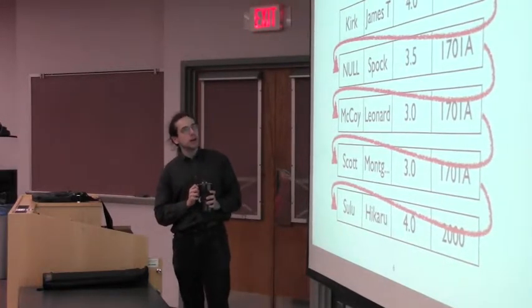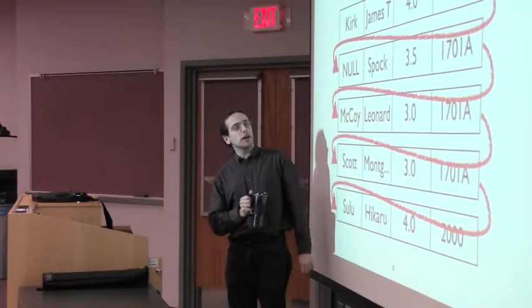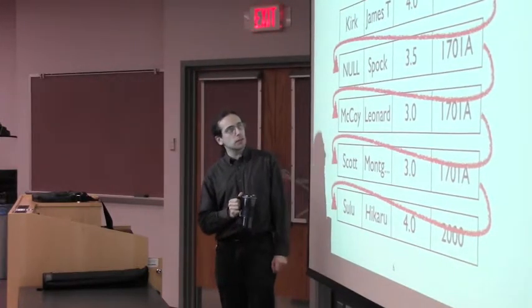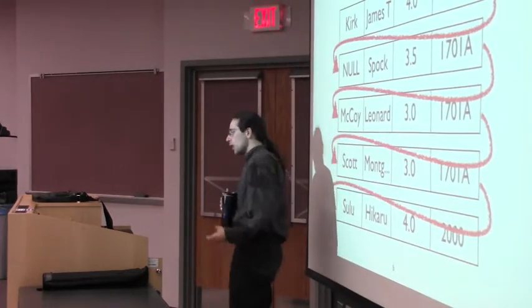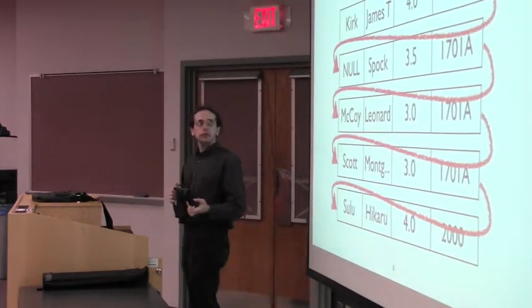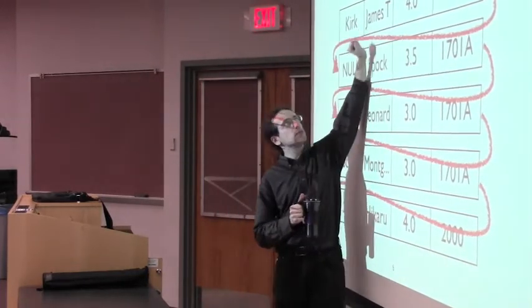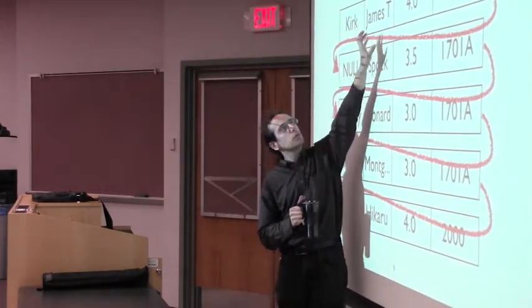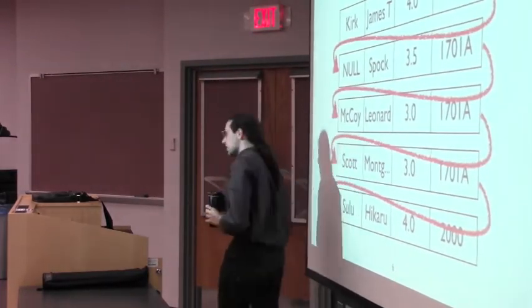Now this is fine, but it also means that every single time we want to, let's say, find the ranks of all of the officers, we need to go through the entire record. If we don't care that this officer's name is James T. Kirk, we still need to read those two fields before we can access the rank.